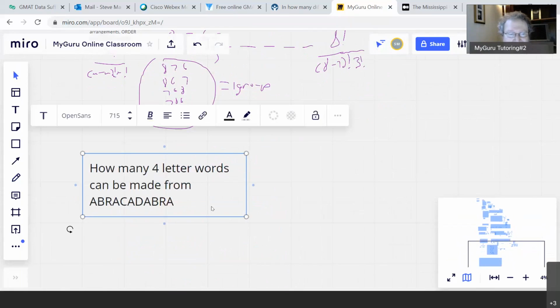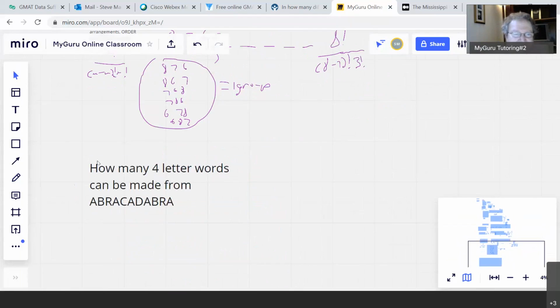Okay. How many 4-letter words? Now, by 4-letter words, they don't have to mean anything. I just mean any 4-letter fake words, whatever. So let's say ABRA is going to be a word for our purposes, okay? Or DRAB, well, DRAB is a word, but they don't have to be actual words. So how many 4-letter words could be made from abracadabra?